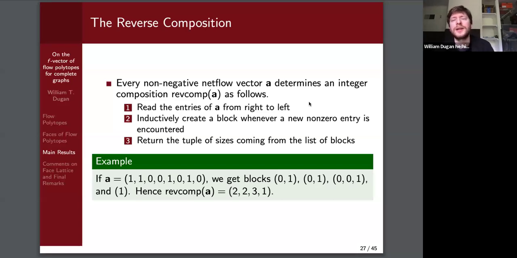Oh, and I should say this might look familiar. Why does this look familiar? If you're familiar with the bijection between compositions and binary vectors, this is basically exactly that. It's just doing it in reverse. That's why we call it reverse comp instead of maybe comp. And this was necessary for technical reasons, which I won't get into.